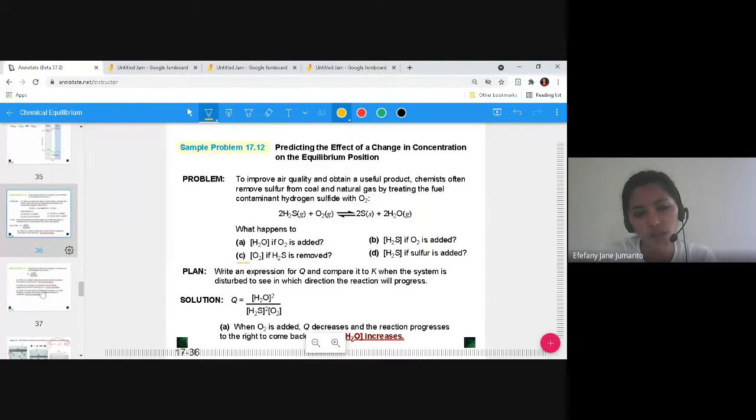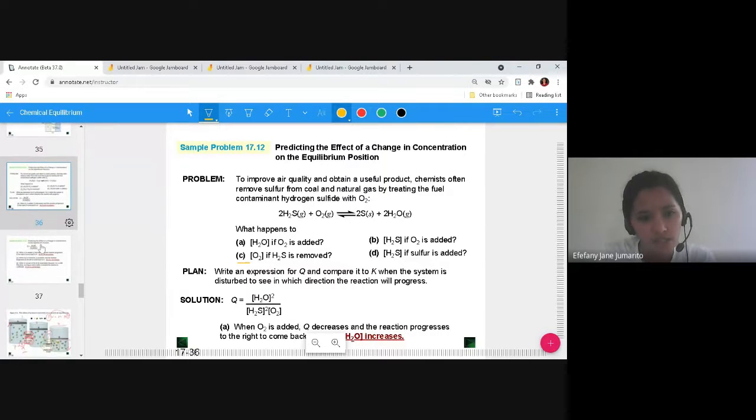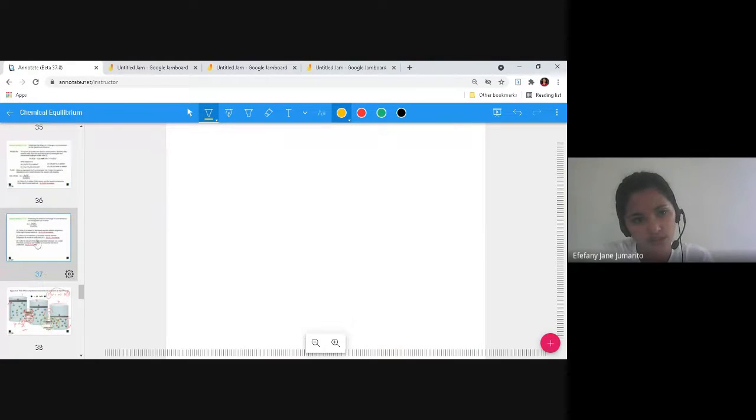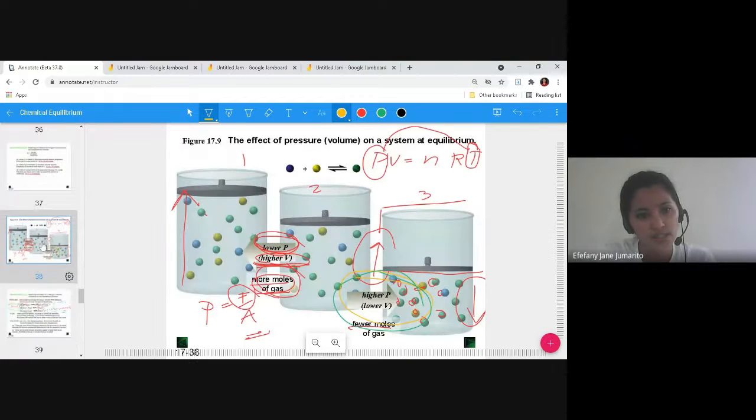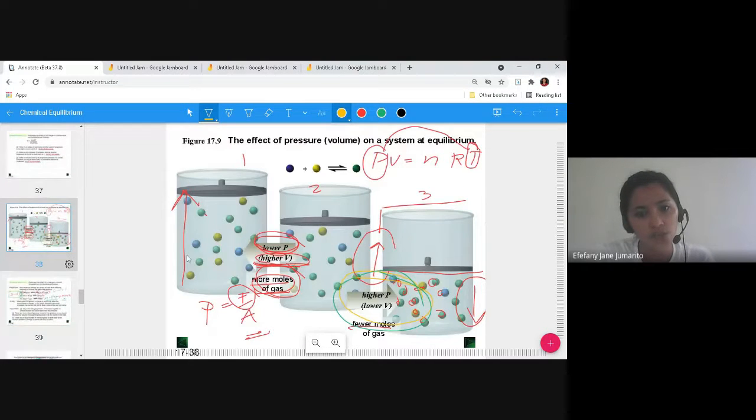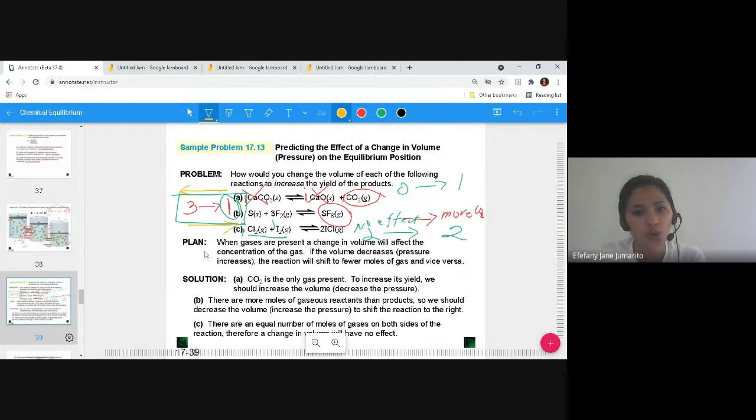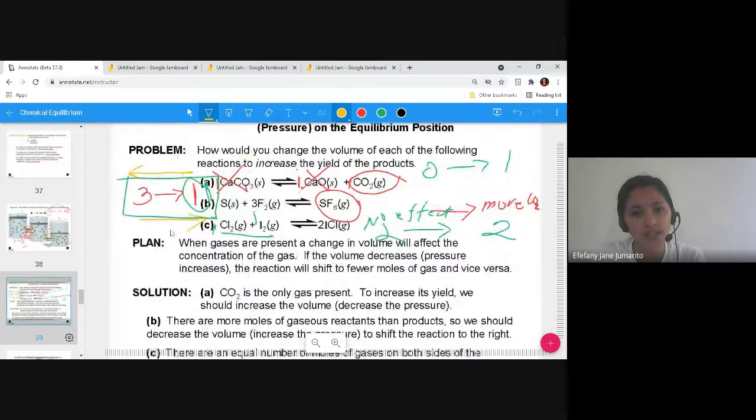Again, solids do not have an effect, and neither does a catalyst. If you have a higher volume, then the reaction will proceed to the side with more moles of gases. So you write it like this: 3 to 1, or 1 to 0 to 1, or 2 to 2. Again, these are the moles of your gases. Moles of gases are your coefficients.